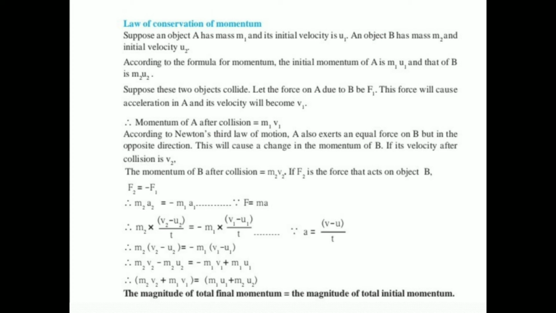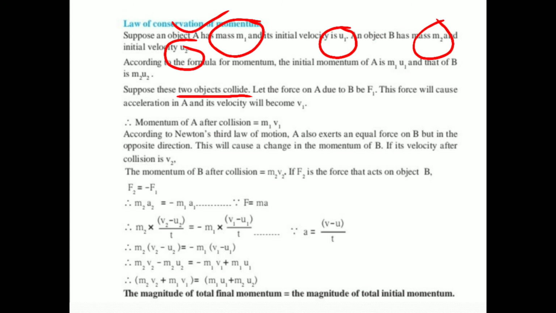Let us suppose two objects collide on each other. First object A has m1 as its mass and u1 as its initial velocity, while object B has m2 as its mass and u2 as its initial velocity. After collision, the mass and velocity of both are changed.